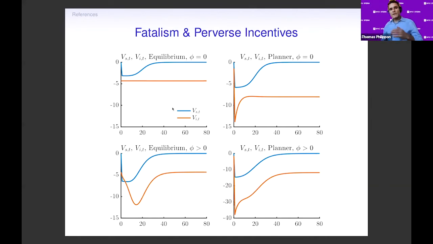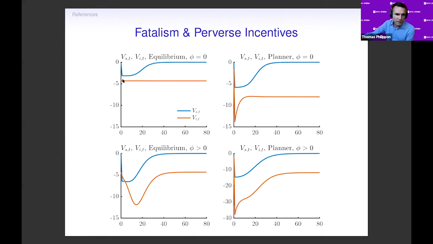So when you solve the model, in the background you have a bunch of value functions. The value of being susceptible, S, and infected, I, relative to recovered. So of course, these are negative because it's better to be recovered. But this is how they evolve. On the left, you have the equilibrium. On the right, you have the planner.